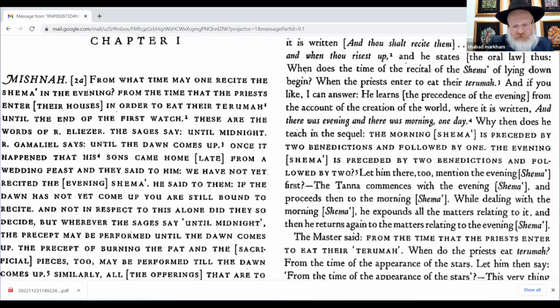Okay, so right now we're learning this in honor of that young boy because he's a yeshiva boy, right? And he would be learning this piece. So this is like the first piece you learn when you start the Talmud. So once it happened that his sons came home late from a wedding feast. So they're telling now a story.